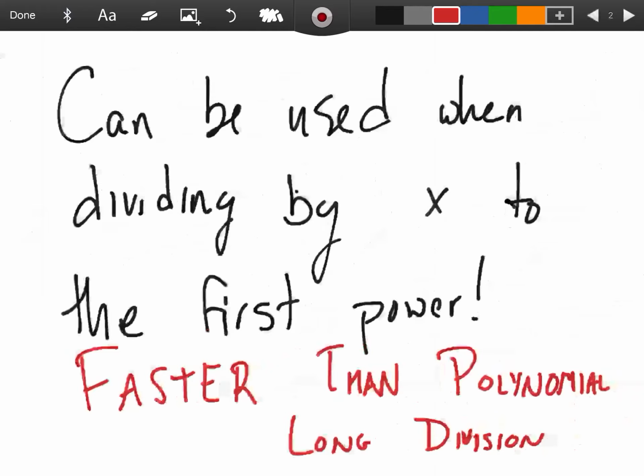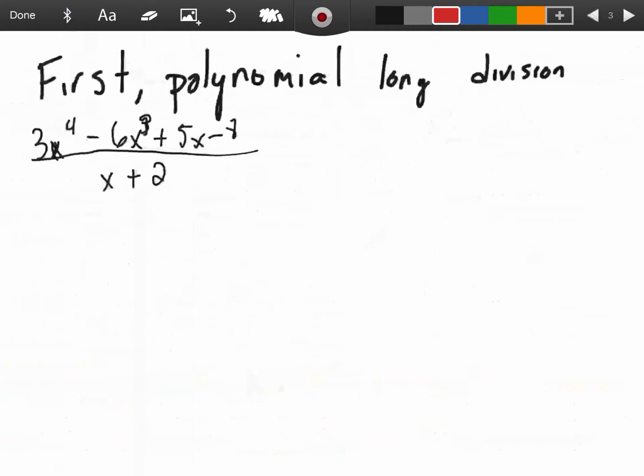If we were trying to divide by an x squared minus 3x plus 5, then it's not going to work for us. We've got to use polynomial long division. But if it's x to the first, synthetic division is definitely the way to go. All right, it's going to be a lot quicker for us. So we're going to do this example. We're going to start off by doing it as a polynomial long division, and then we'll do it as a synthetic division problem, see how the two of them relate, talk about the steps of synthetic division, and then we'll just do one more example problem together.